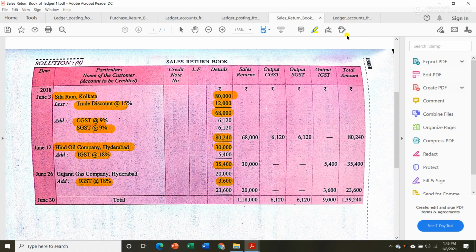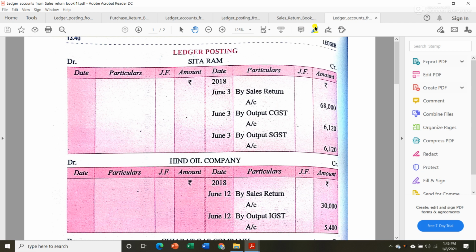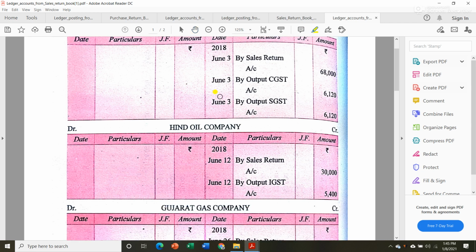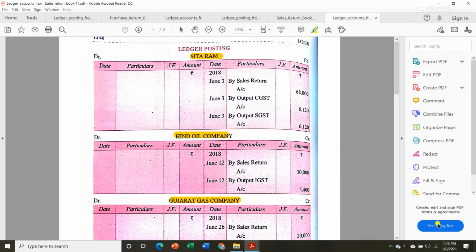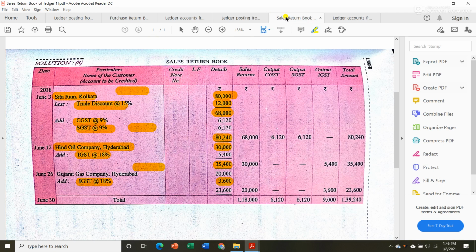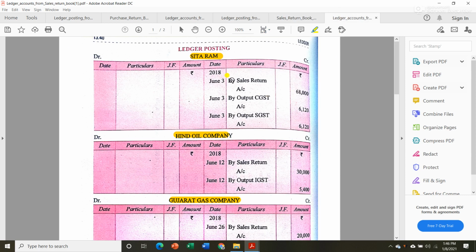Now let us see ledger accounts. Since we have three parties, we will prepare three ledger accounts: Sitaram, Hind Oil Company and Gujarat Gas Company. Now since these rules are same as the purchase book, we will divide this sales return book into two parts. Debit side, that is Sitaram is appearing in debit side, so in ledger we will write in the credit side.